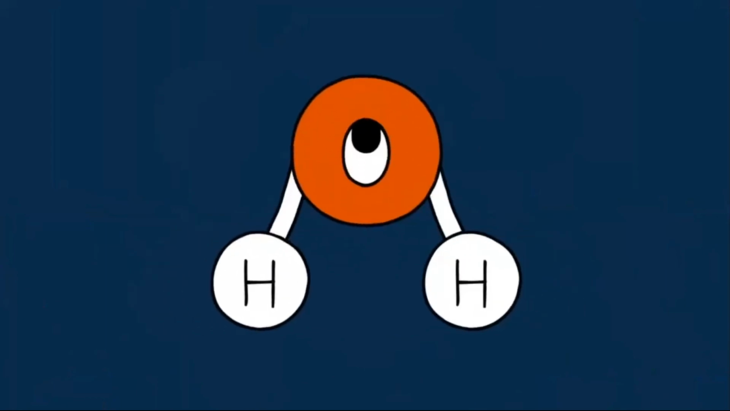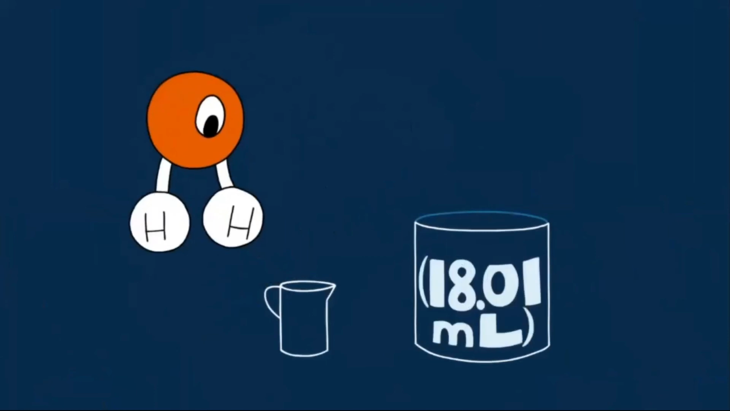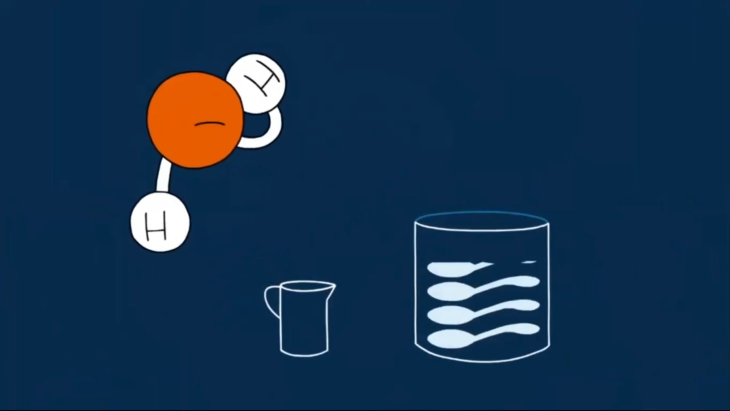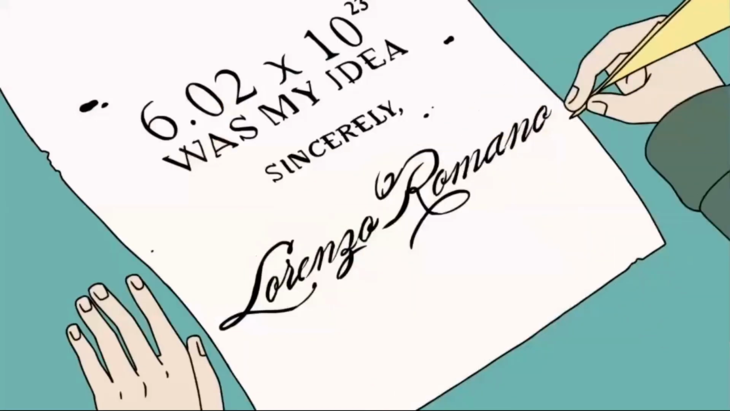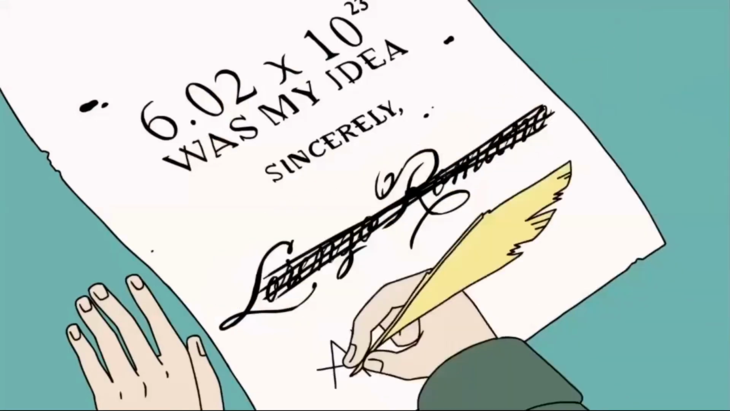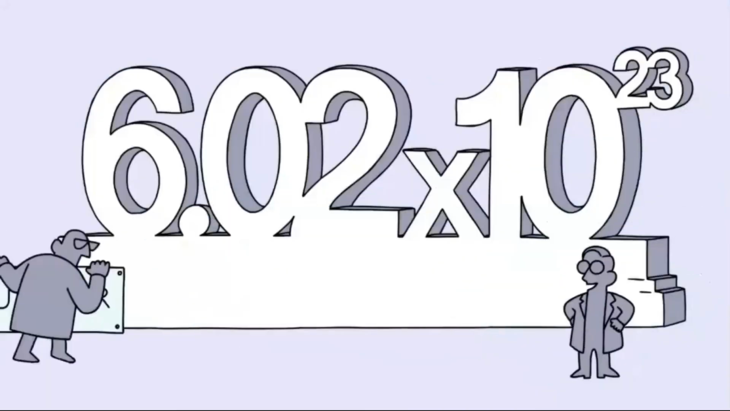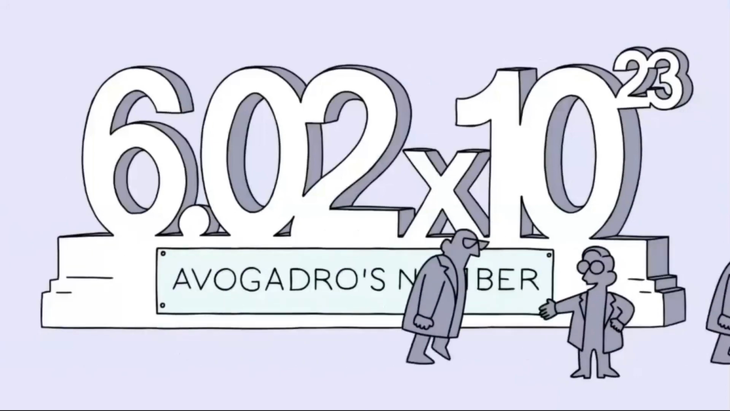Instead, think of water molecules. If you pour 18.01 grams of water into a glass, which is 18.01 milliliters, which is like 3.5 teaspoons of water, you'll have 602 sextillion molecules of water. Since Lorenzo Romano, never mind, Avogadro was the first one to come up with this idea, scientists named the number 6.02 times 10 to the 23rd after him. It is simply known as Avogadro's number.